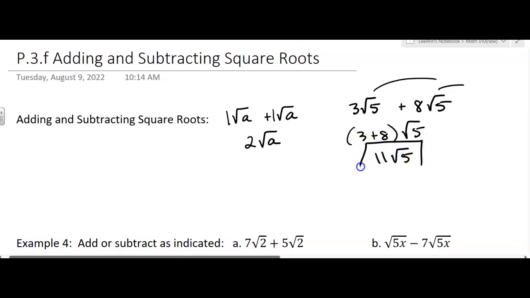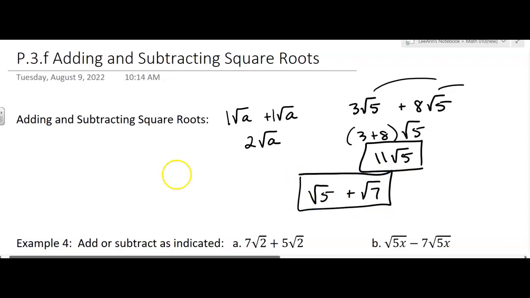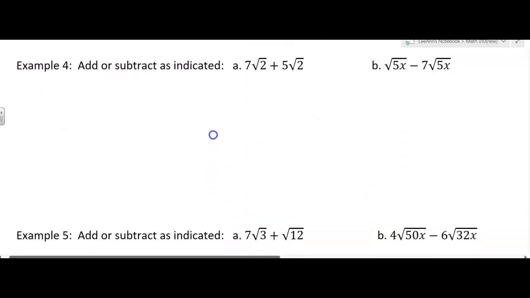So that might make some sense to you. I wasn't going to talk really about factoring, but you could think of it that way. It's the opposite of the distributive property here. Okay. But let's say you had something like the square root of 5 plus the square root of 7. You can't combine those. Okay, you're done. They're not the same radical, and you can't combine them. Okay? Now we'll do some examples to show you more.